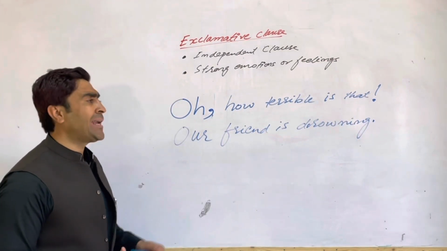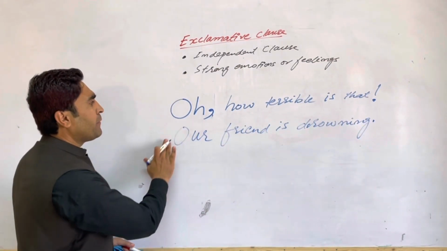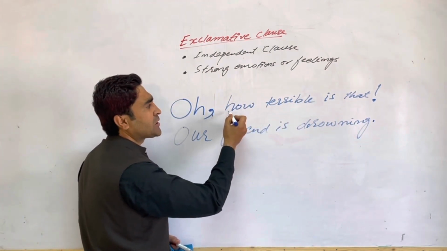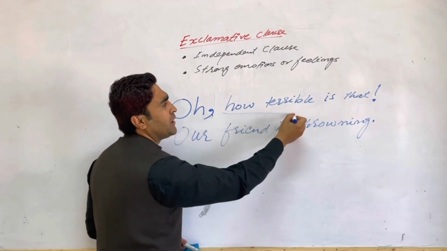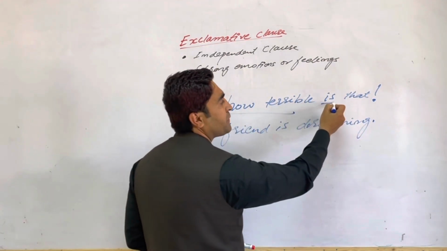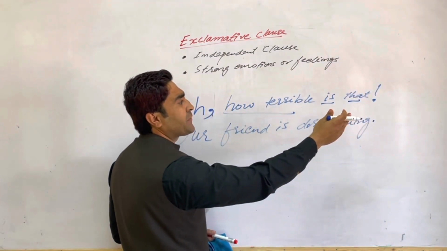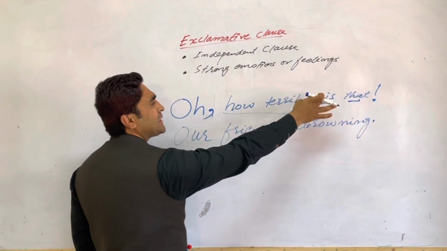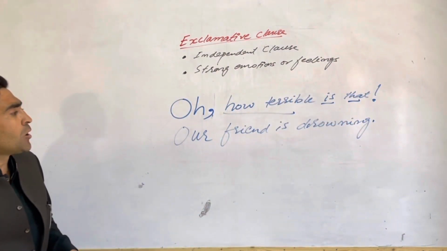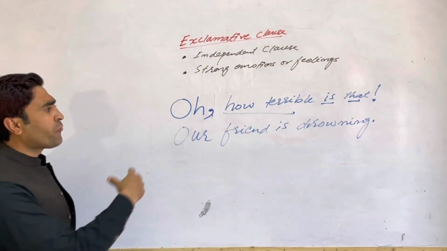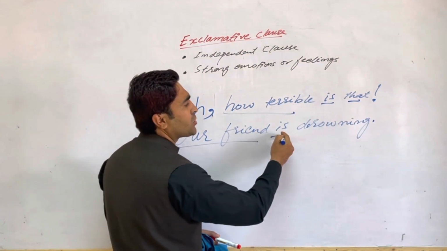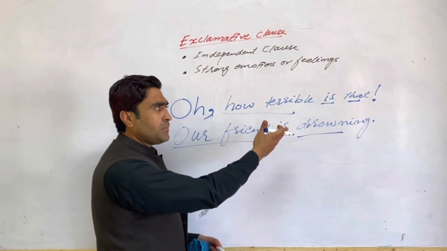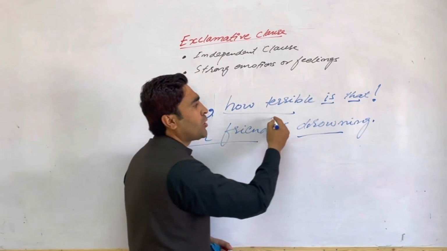Why do we call it an exclamative clause? Because oh, how terrible is that? For example, this is called the subject and this is called the verb, and this is called the rest of the sentence. और आप ये भी कह सकते हैं कि this is called the subject जिसको हम लोगों ने आखिर में लिया है, and this is called the verb, and the rest of the sentence is called the extension of the predicate. For example, our friend is drowning. This is the subject, this is the verb, and this is the rest of the sentence, which we call the extension of the predicate, or the predicate.